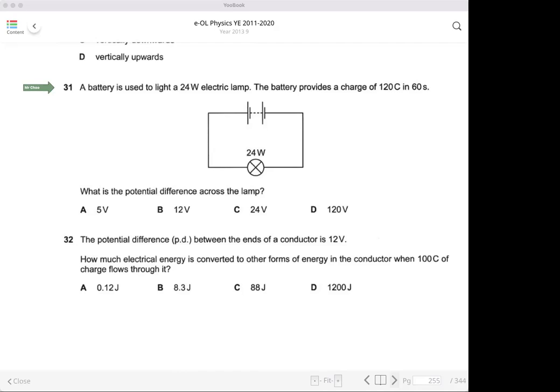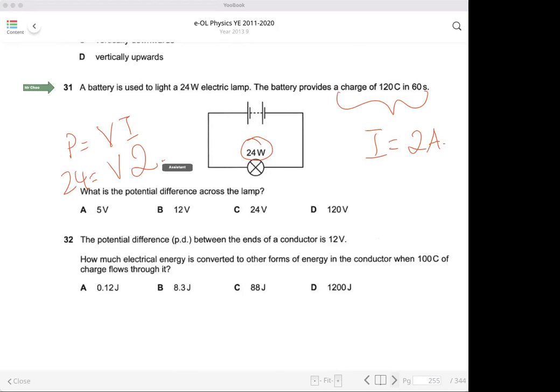Yiting, Huaixing, Oscar, Ryan, Beikuan, Hao Rui. All of you got it correct. Well done. Okay, so from here, you can know that the current is 2 ampere. Okay, so power is equal to VI. Power is 24. Your V you don't know. Your I is 2. So therefore, your answer is B. Okay, your potential difference needs to be 12 so that this equation is correct. Okay, everybody do question number 32 now.